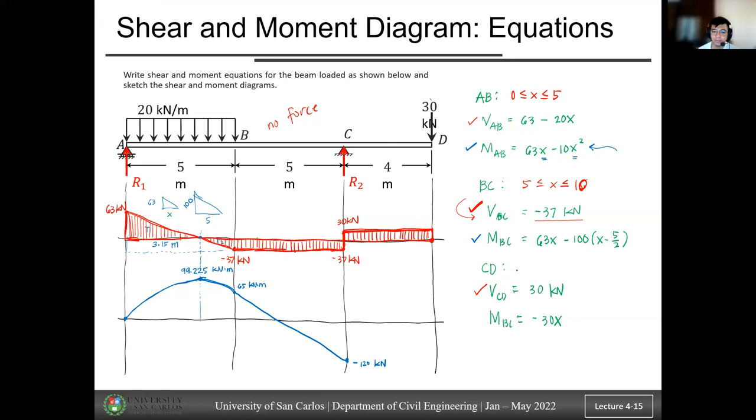Okay. So negative 30x times 4, that would be negative 120, right? Yes, sir. So meaning it zeros out towards the end because you are going to have the same value. Okay, so this would be your moment diagram.